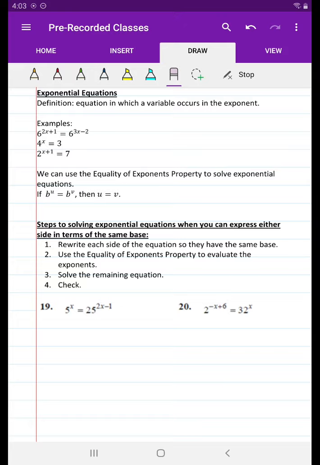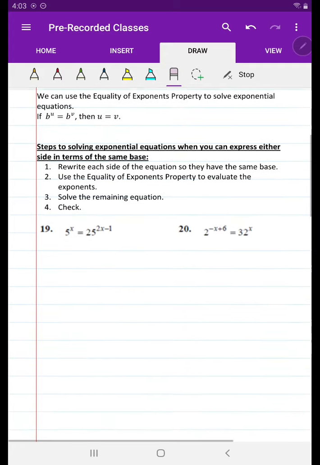Some examples of these: 6 to the 2x plus 1 equals 6 to the 3x minus 2. You could have 4 to the x equals 3, or you could have 2 to the x plus 1 equals 7, right? So those are all examples of exponential equations. You can see you can have the variable in the exponent on both sides of the equation like we do in the first one, or you could have it on just one side. You can also have some complicated stuff going on in your exponents, or you could have it very simple like we do in 4 to the x.